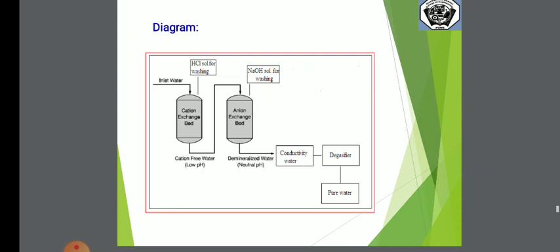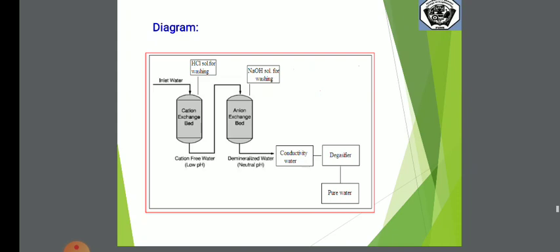Which are the advantages? This method is applicable for highly acidic or alkaline water. Second, the water obtained by the deionization process possesses very low hardness, about 0 to 2 ppm. Then, the deionized water is suitable for high pressure boilers. No formation of any precipitate takes place here. On saturation, regeneration can easily occur. So these are the advantages.